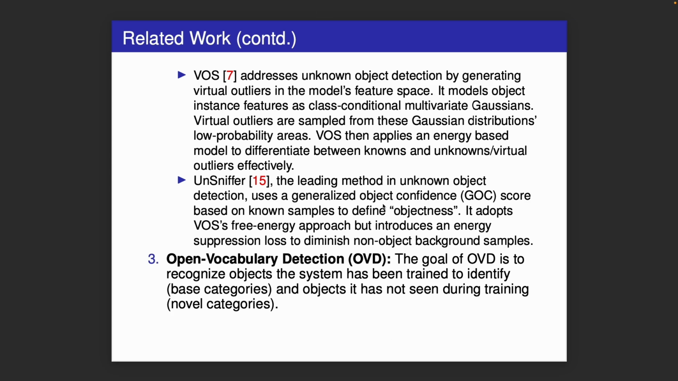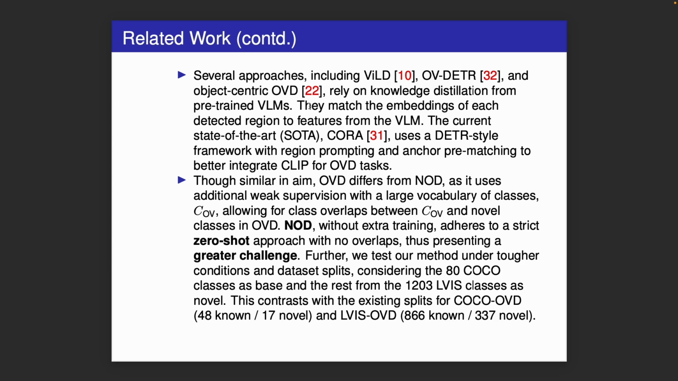So the most similar method to our work is open vocabulary detection, and the goal of OVD is to recognize objects the system has been trained to identify, which is the base category, and objects it has not seen during training, which is the novel category. So we consider ViLD, OVDet, and object-centric OVD, which rely on knowledge distillation from pre-trained VLMs.